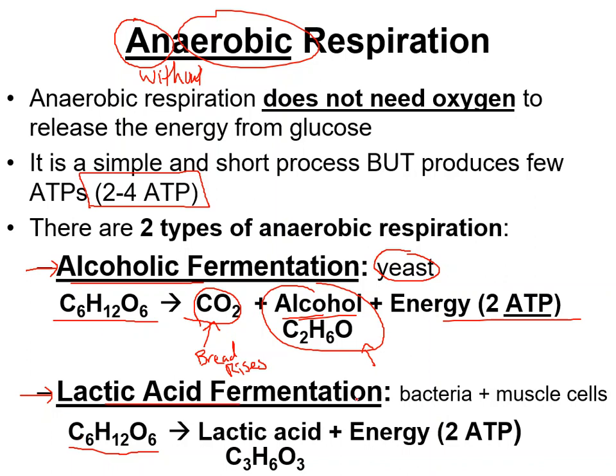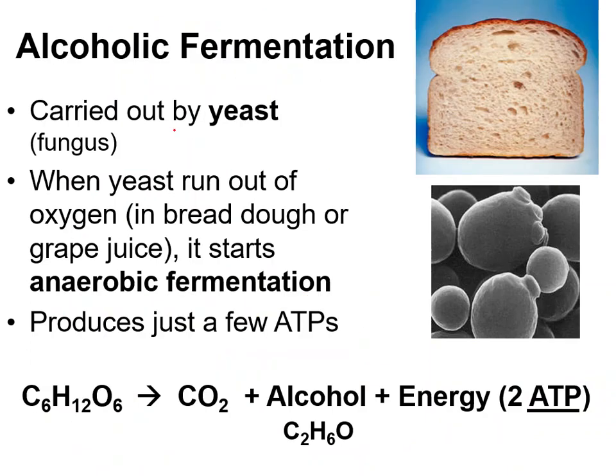Lactic acid fermentation is done in your muscle cells and just muscle cells of animals in general, but also bacteria, right? So when bacteria break down glucose without oxygen, they're not going to do alcoholic fermentation. They'll do something called lactic acid fermentation. So the formula is a little bit different, but you still get 2 energy out of it, 2 ATP. So let's look at these in a little more detail. Remember, yeast do alcoholic. Again, yeast is a single-celled fungus.